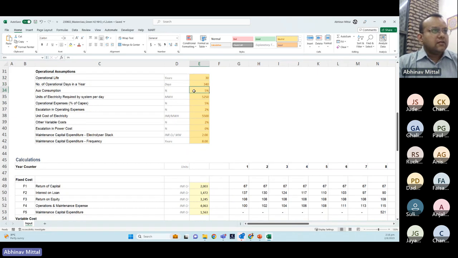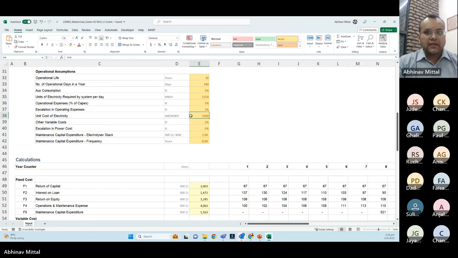So aux consumption, that's the consumption of electricity by the plant itself for its own running. This is the system amount that is required per day, which is essentially your base requirement of 5,000 plus an additional 5%. Operational expenses, again, is a simplistic assumption of 5% and an escalation of around 2%. And then the unit cost of electricity.